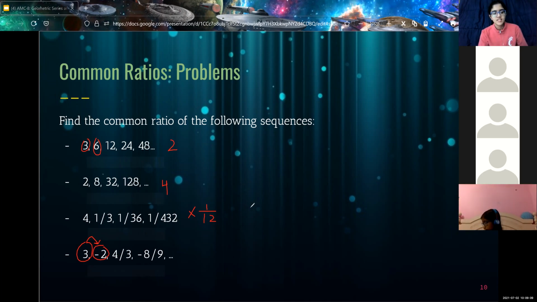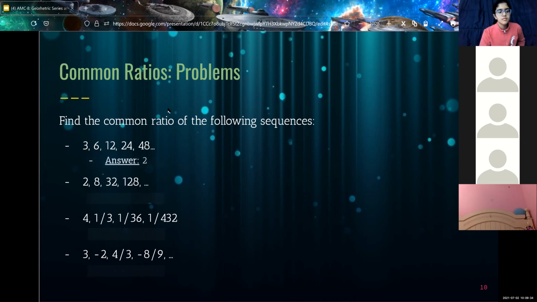It's -2/3, right? Yeah, it would be -2/3. So good job. Okay, so the common ratio would be -2/3 for the last one. So good job to everybody who participated. If you did not participate, then please participate. Okay, so these are just the answers.